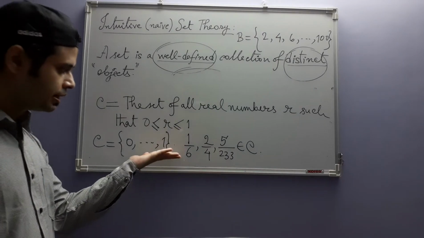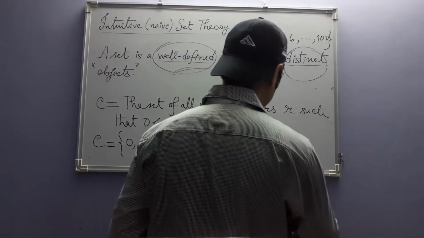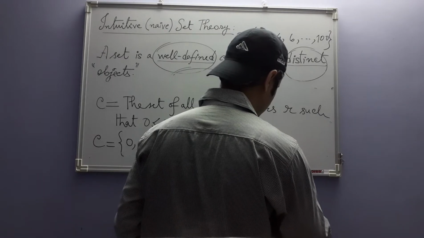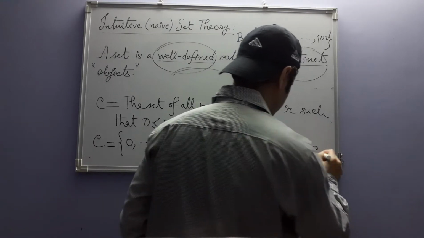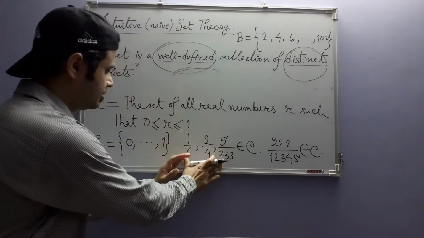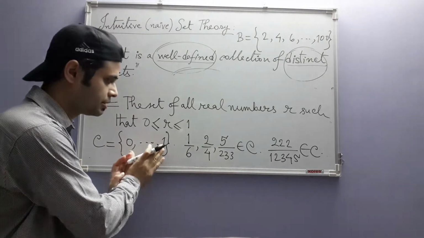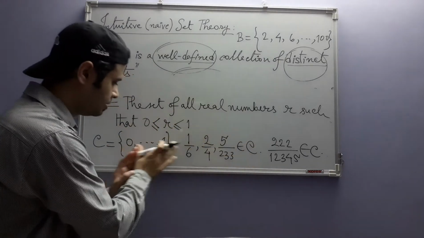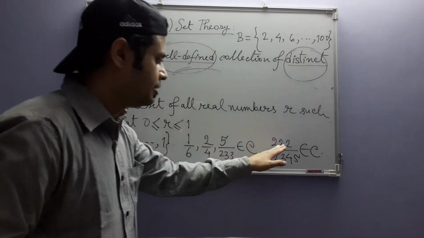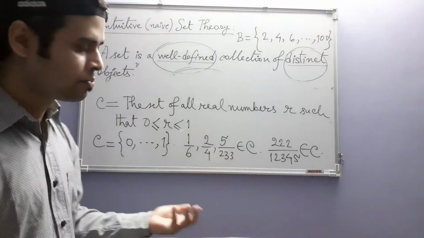But they also don't have any pattern. They are not showing any pattern. For example, they are not telling me that 222 by 1, 2, 3, 4, 5 also belongs to C. Even if you write them here, that is not a mistake, because these are elements in C. You can write them here, but even doing so will not tell you in any way that this element also belongs to C, because they are not following any pattern.